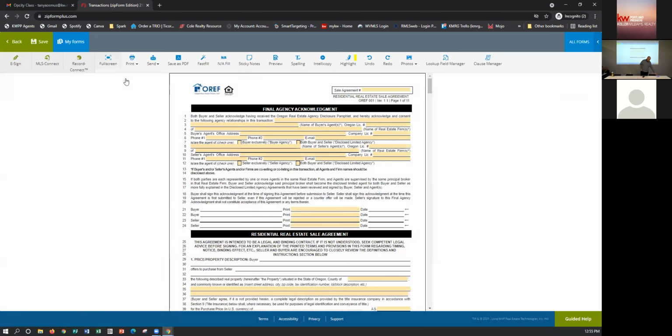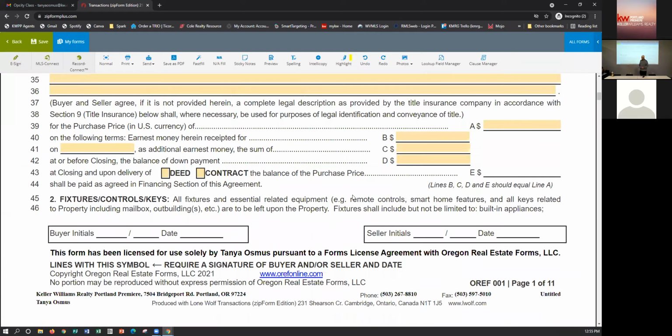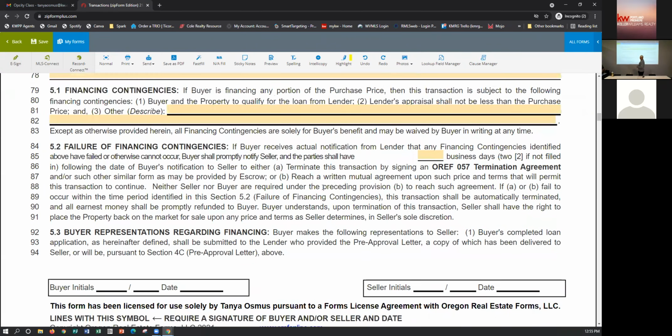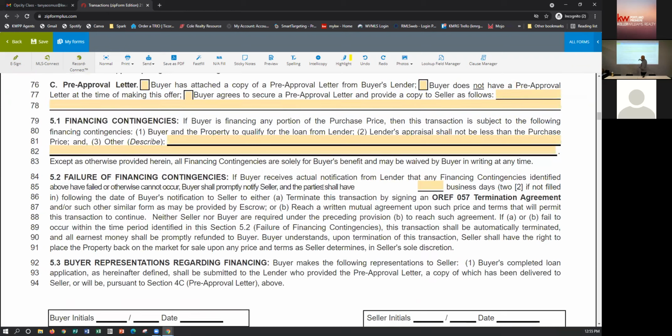Right now we've got clients that were really unhappy, and now they're super happy. 5.1 is a contingency, and 5.2 is the next one. It says they can either A, terminate this transaction by signing, or B, reach other mutual agreements upon such price and terms that will permit this transaction to close. But this is where we had them: if A or B fail to occur within the time period identified, this transaction shall be automatically terminated.